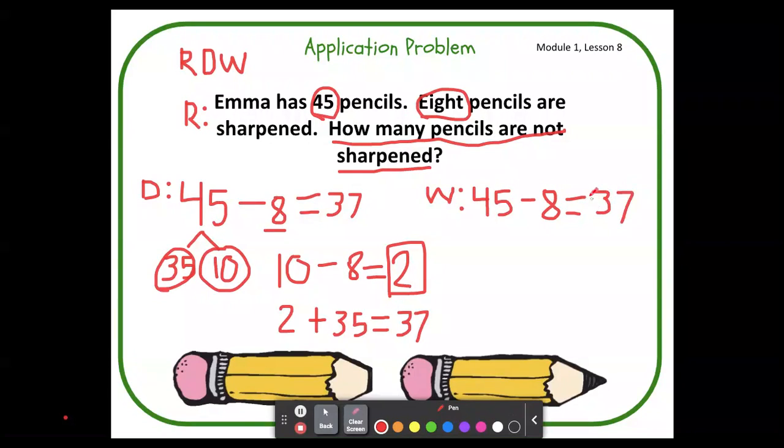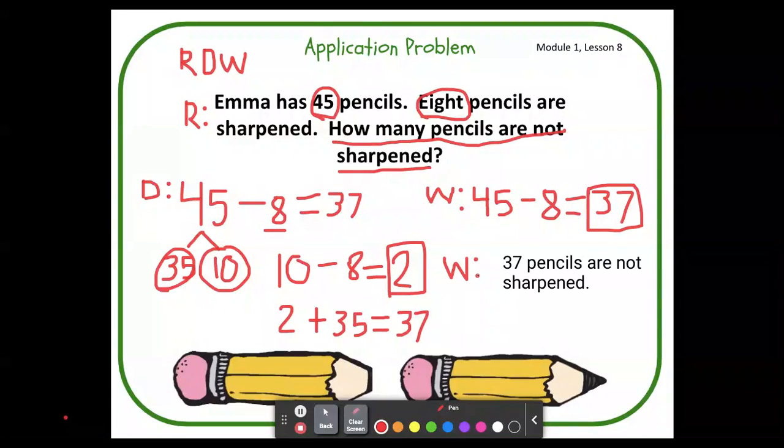And now we are ready to answer the question with a statement. How many pencils are not sharpened? 37 pencils are not sharpened.